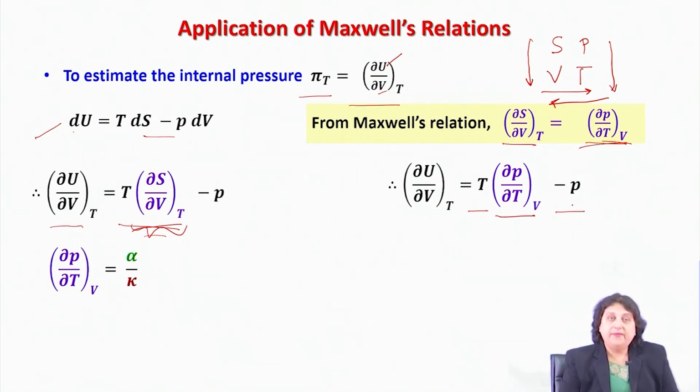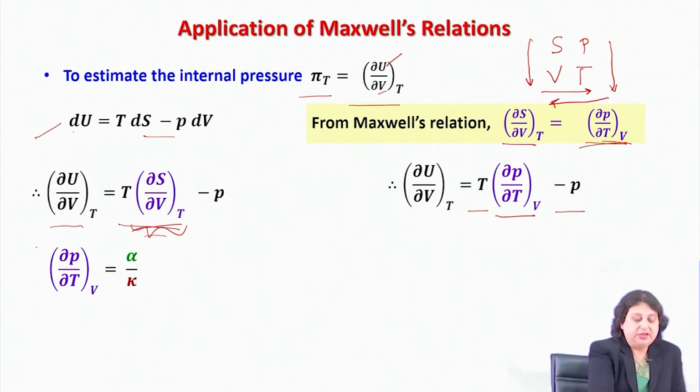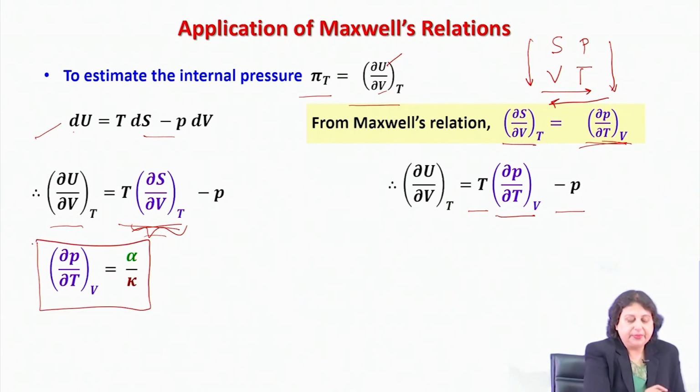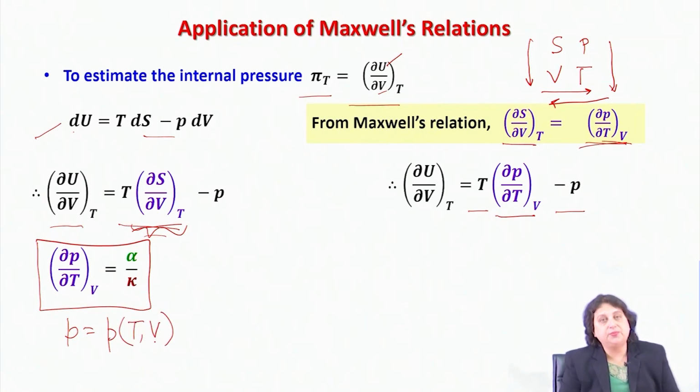Now, we have used this relationship before. We have seen this relationship before. Where did I see it? I actually gave you to work out this particular relationship starting from the relation that if P can be expressed as a function of T and V, then you can use the cyclic rule for the partial derivatives and show that del P del T V is nothing but alpha by kappa.